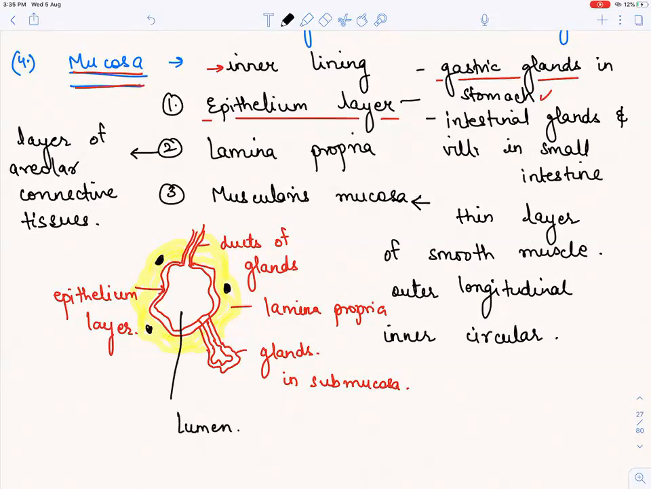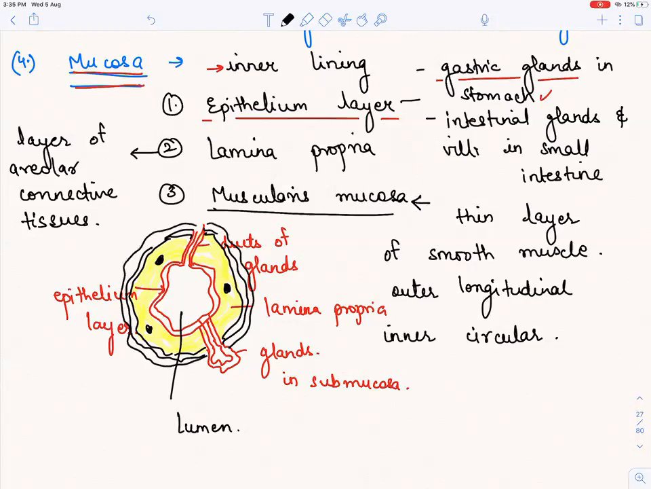Then outside is the muscularis mucosa, right? The third layer is muscularis mucosa. So we can just draw this layer then. This is the muscular layer that I am drawing. So three layers in the mucosa, right?